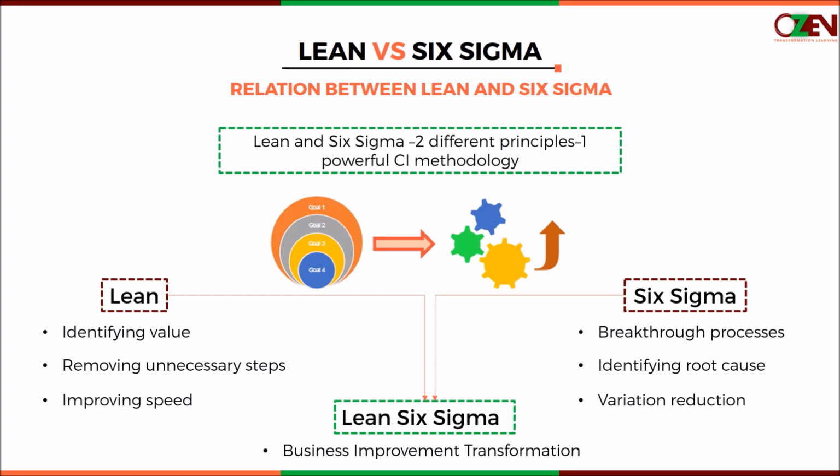To yield a better result, first implement Lean to streamline the process. This helps to understand the chronic problems and the ways to handle them quickly. Once the problem is identified, use Six Sigma methodology to analyze the issues and provide business improvement transformation. In other words, Lean is used to reduce the waste, and Six Sigma is used to reduce the variation.